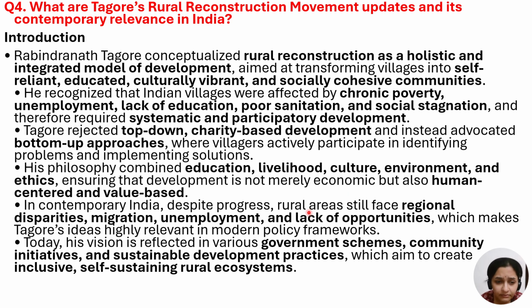In contemporary India, that is present day India, even though there is a lot of progress, rural areas are still facing regional disparities and migration, meaning rural people are coming to cities for better employment opportunities and livelihood. Unemployment and lack of opportunities make Tagore's ideas relevant even in today's times. His vision is reflected in various government schemes, initiatives, and sustainable development practices. All these aim at inclusive and self-sustaining rural ecosystems.